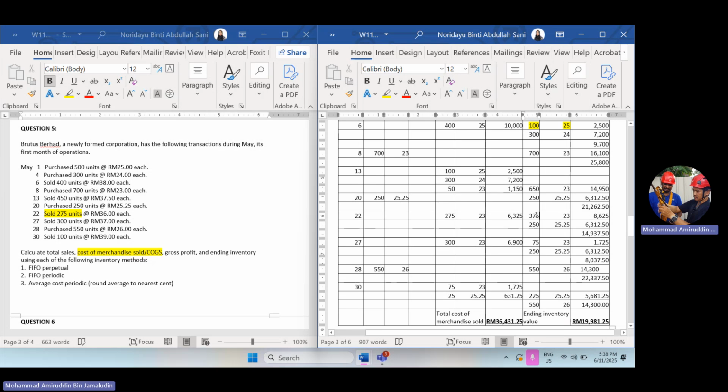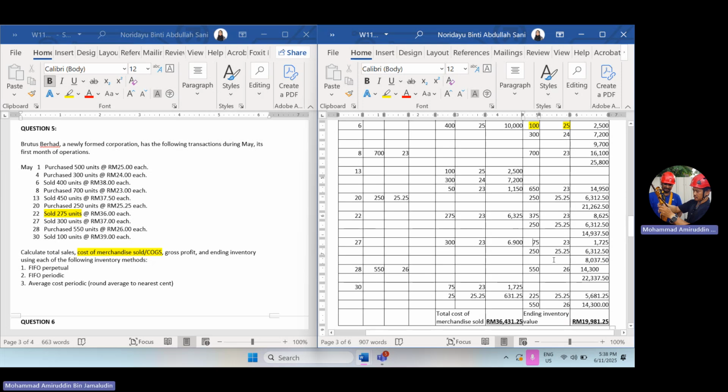I should clear this one first. So minus 300, right? So 375 minus 300, what's left? 75. Again, this one, I don't touch. I just put here. So this is the cost. And then next on 28, purchase 550. So purchase we put here, 550 at 26. Then I add in the balance. So now I have this.